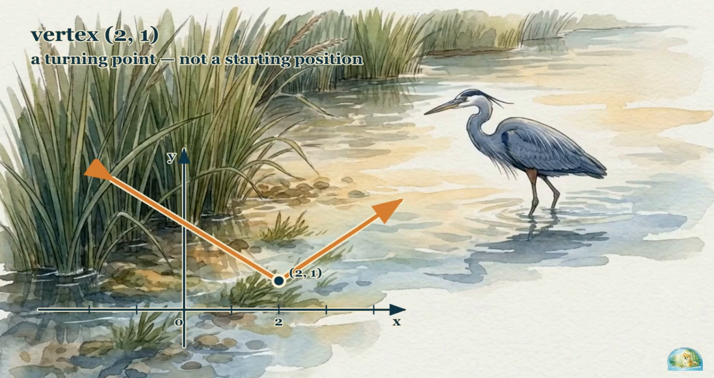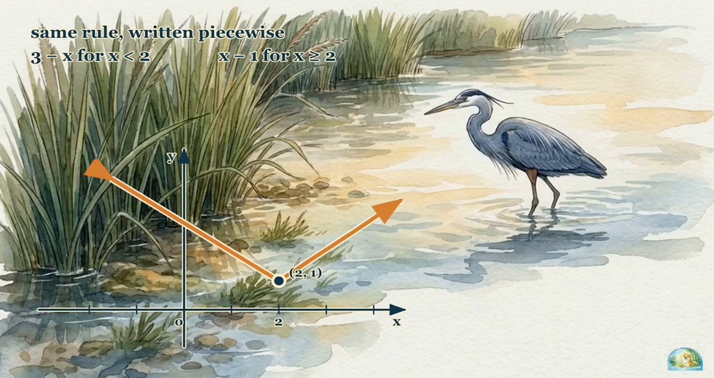The graph is a V shape that extends in both directions. The vertex is a turning point, not a starting position. Equivalently, a of x equals 3 minus x when x is less than 2, and x minus 1 when x is at least 2.